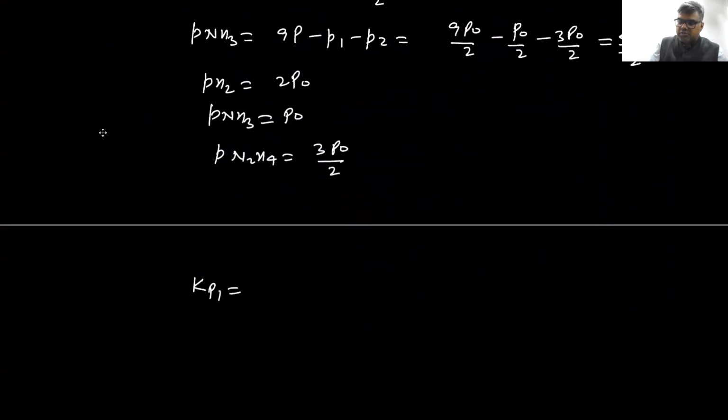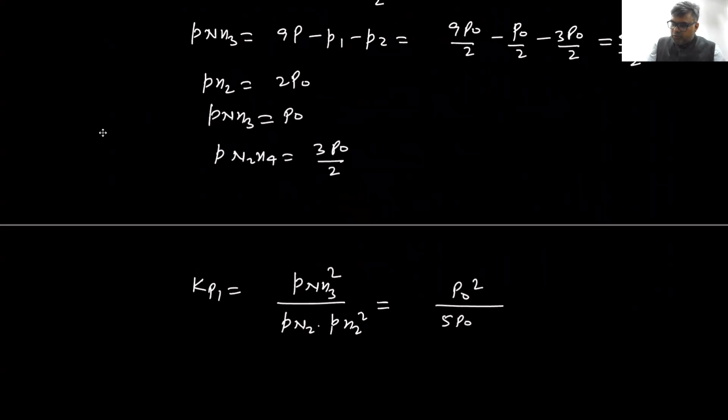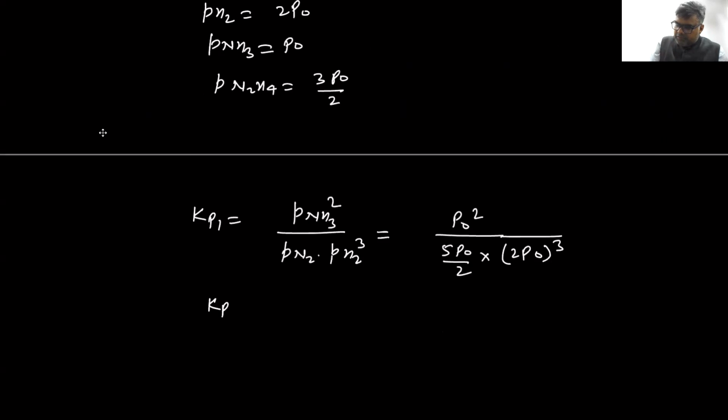So Kp1 for the first expression will be the partial pressure of ammonia square upon the partial pressure of N2 into the partial pressure of H2 square. So this is P naught square upon 5P naught by 2 into 2P naught cube. This will be the expression. Just simplify it. It will come out to be, I think, 1 upon 20 P naught square. This is the answer.